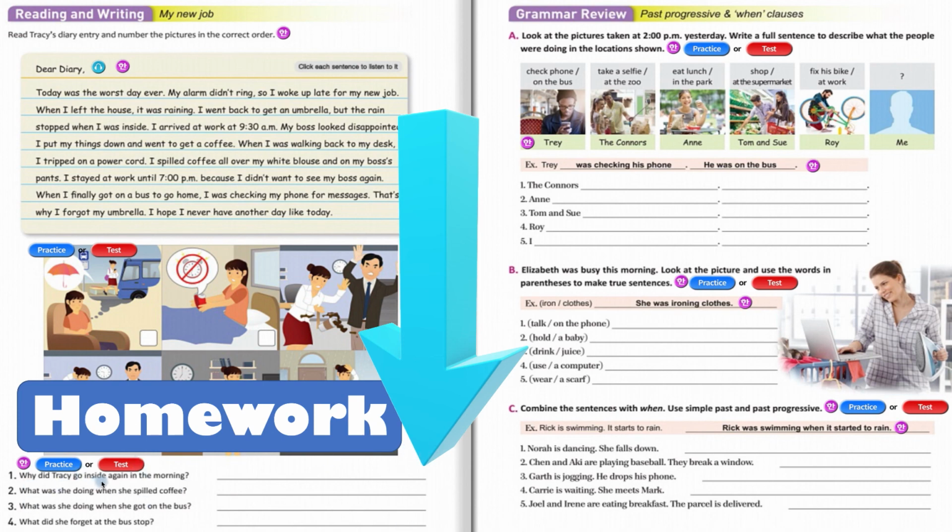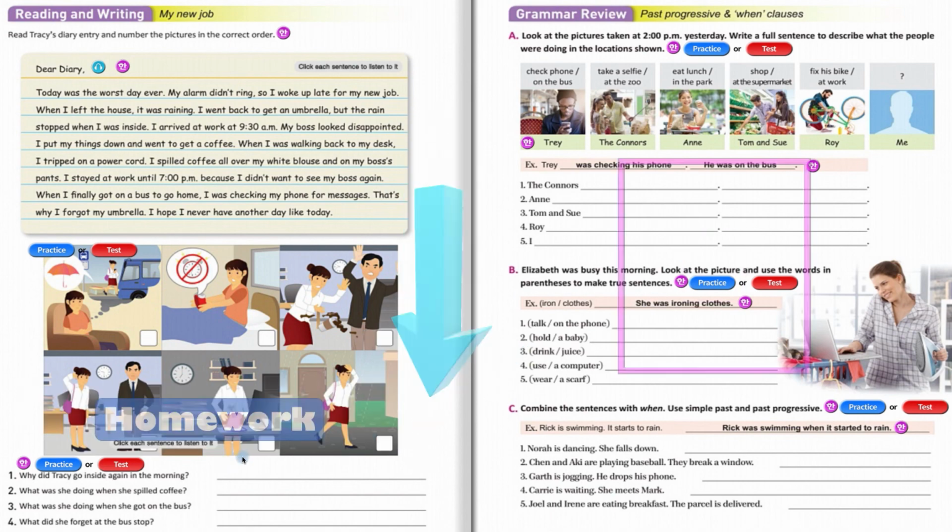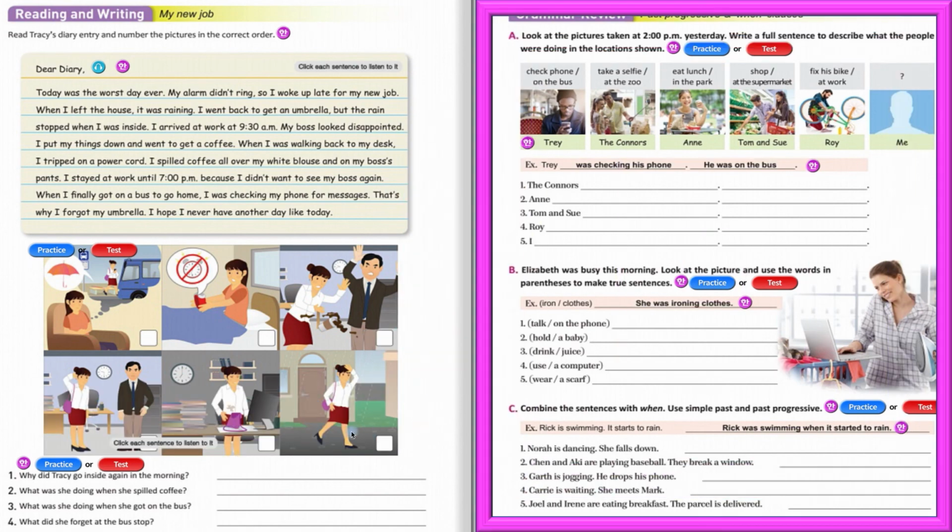Why did Tracy go inside again in the morning? Homework. What was she doing when she spilled coffee? Homework. What was she doing when she got on the bus? Homework. What did she forget at the bus stop? Yes, if it's not in the homework, then sorry. Or maybe I'll be nice.